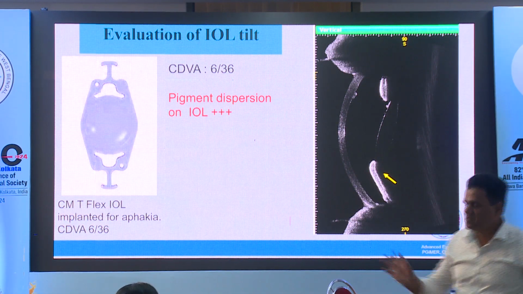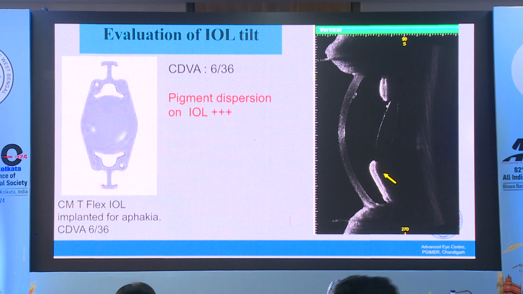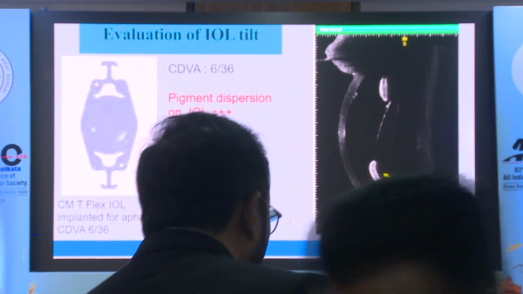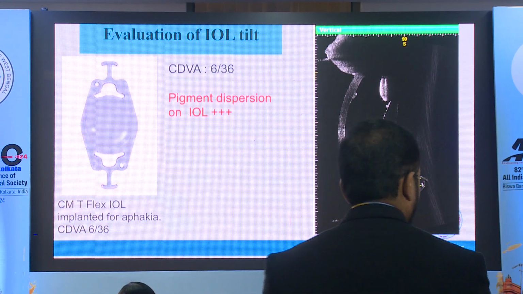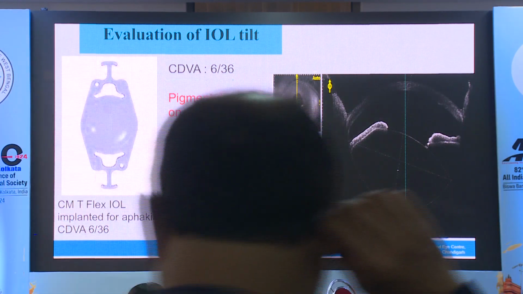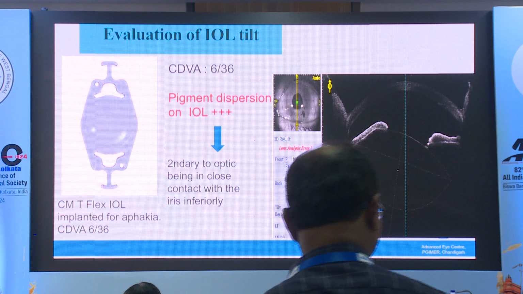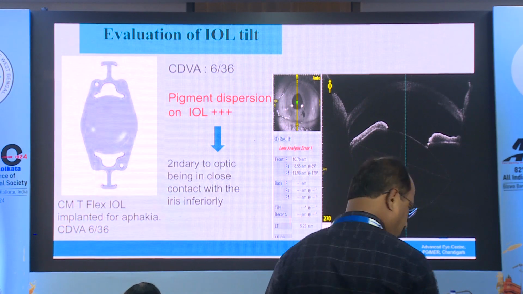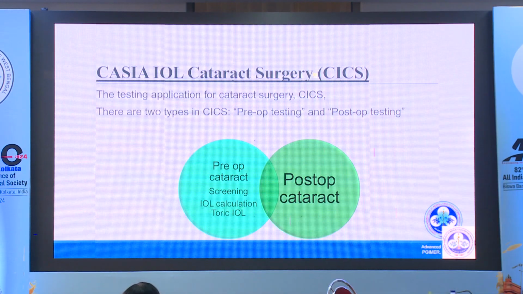And the last is the evaluation of the IOL tilt. This was a patient, aphakic, implanted with a CMT flex for aphakia. Vision, however, improved only to 6/36, and there was pigment dispersion on the IOL. And one can see how beautifully this is showing the tilt of the IOL, which is rubbing on the iris and showing the posterior, which is why the pigment dispersion was occurring.